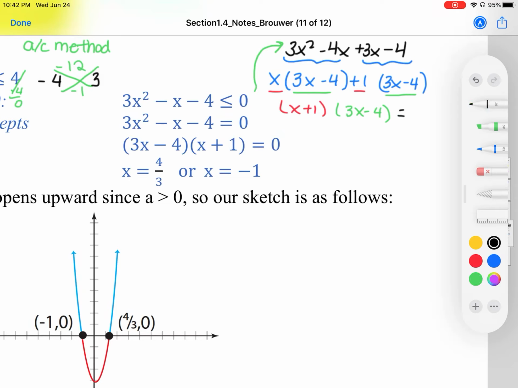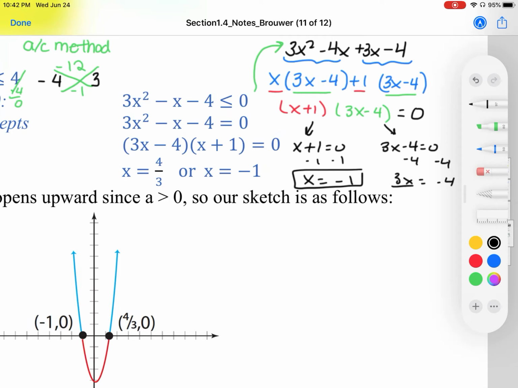We can set each factor equal to 0. So I have x plus 1 equals 0, and 3x minus 4 is equal to 0. Minus 1, I have x is equal to negative 1. Plus 4, 3x is equal to 4. I want x by itself, so I have to divide by 3. 3 divided by 3 is 1. I'm left with x is equal to 4 over 3. These are x-intercepts. These are points along the x-axis.